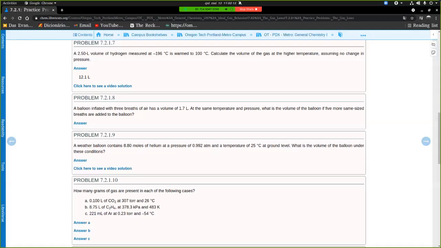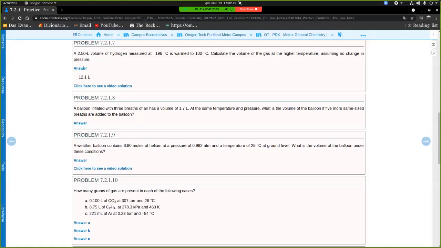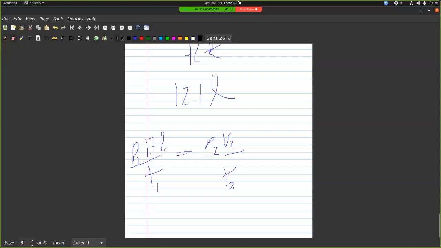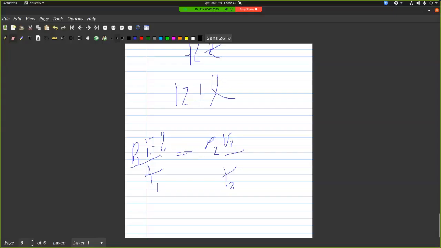Okay, so what does it say? A balloon inflated with 3 breaths of air has a volume of 1.7 liters. So volume is 1.7 liters. At the same temperature and pressure, so pressure didn't change, nor did the temperature. What is the volume of the balloon with 5 more same-sized breaths? So let's see.